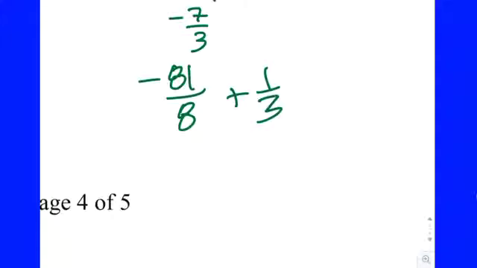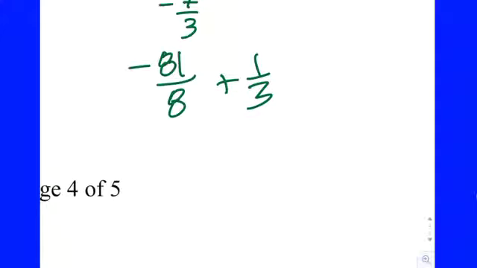Oh boy, 8 and 3 are co-prime. So let's do our little crisscross applesauce thing here. 81 times 3, that's -243, plus 8 times 1 is 8, all over the product 24. So again, I'm doing it off to the side not only to show you, but to tell you that if you need to do this, because you still can't do it in your head, that's fine. Just do it off to the side.